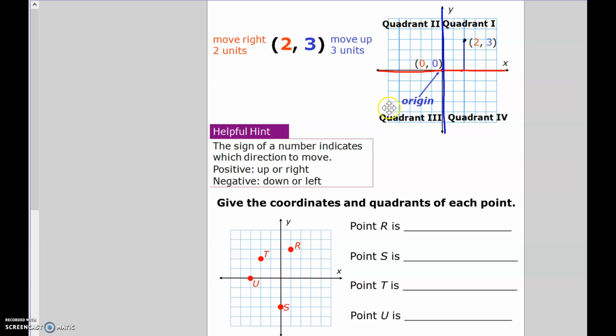So these are in Roman numerals, so make sure you write down what they are in Roman numerals, and then next to it write regular numbers. This is 1, 2, 3, and 4. Okay, the origin is right here at the center at 0, 0.